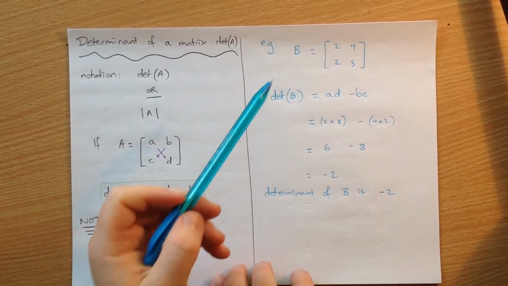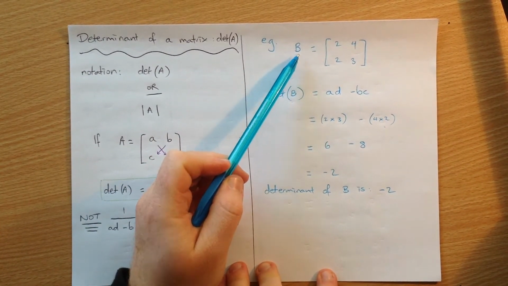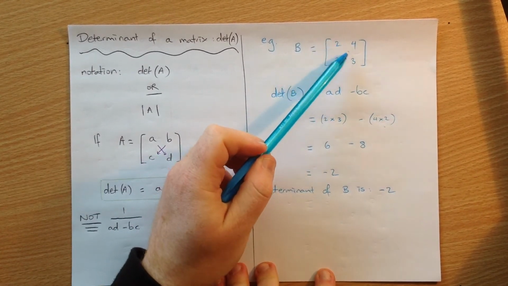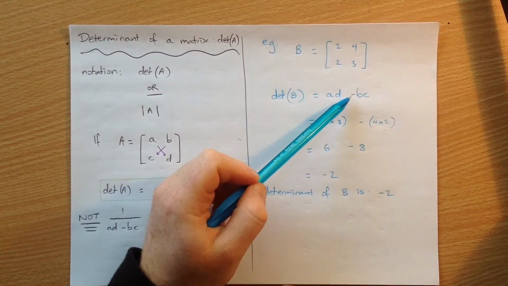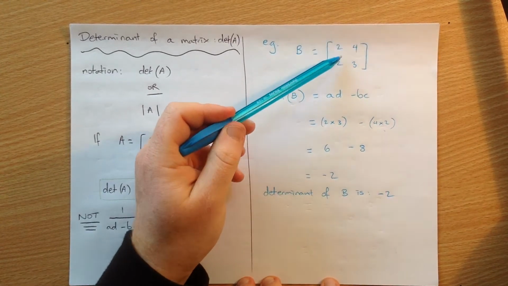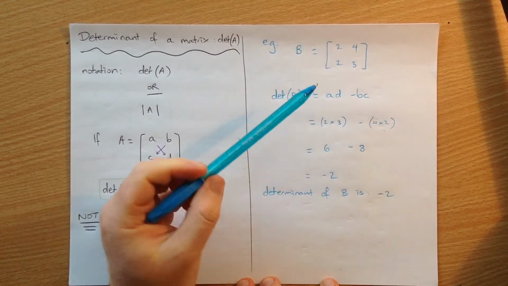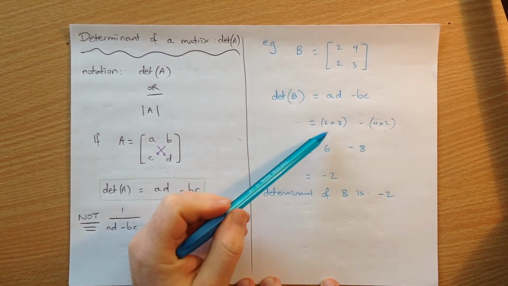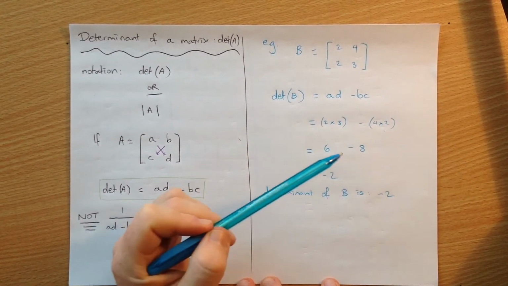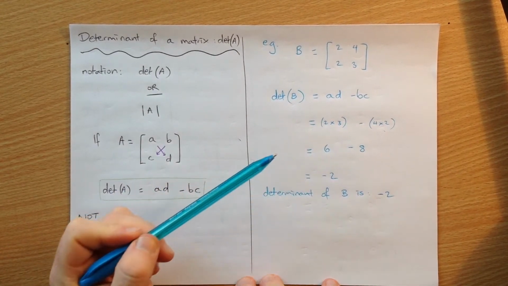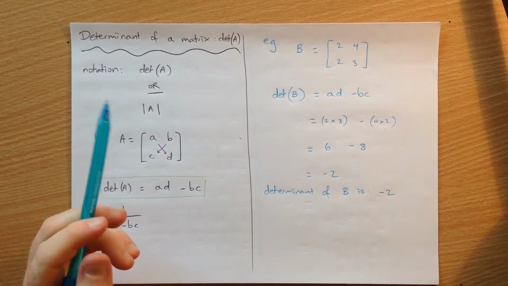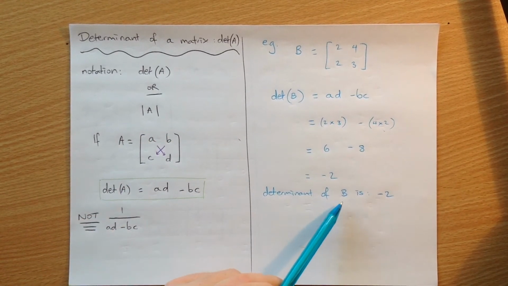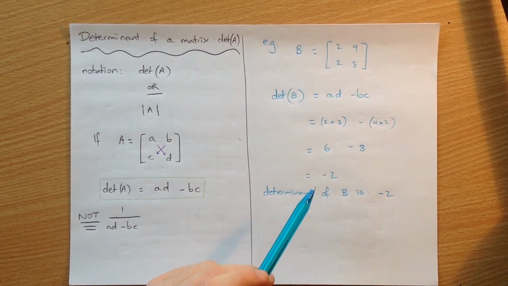So let me give you an example. We're going to find the determinant of this matrix B, so the det of B, 2, 4, 2, and 3. I'm going to do A times D, that's 2 times 3, minus B times C, that's 4 times 2. So 2 times 3 is 6, 4 times 2 is 8. 6 minus 8 is negative 2. That's fine that it's a negative number. The determinant of this matrix B is negative 2.